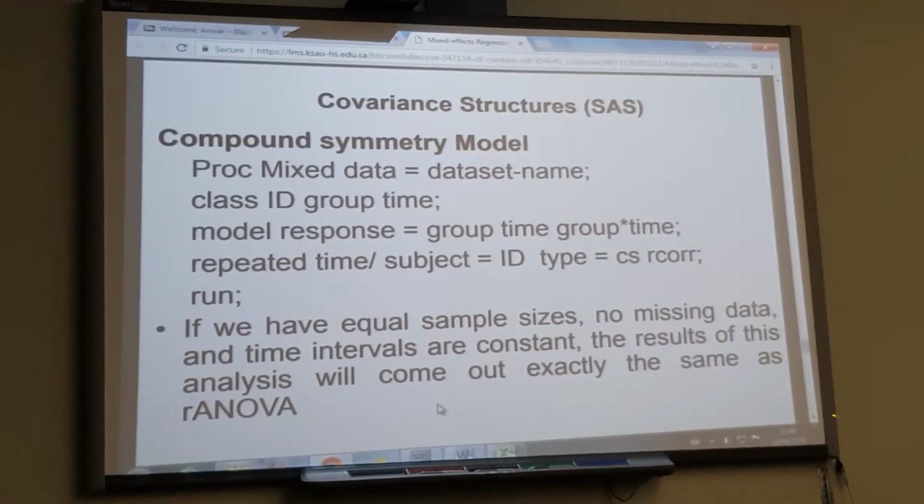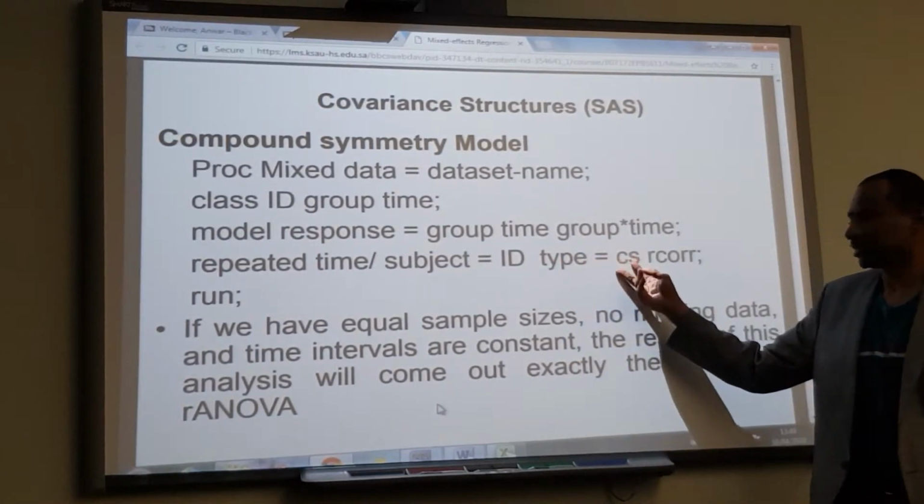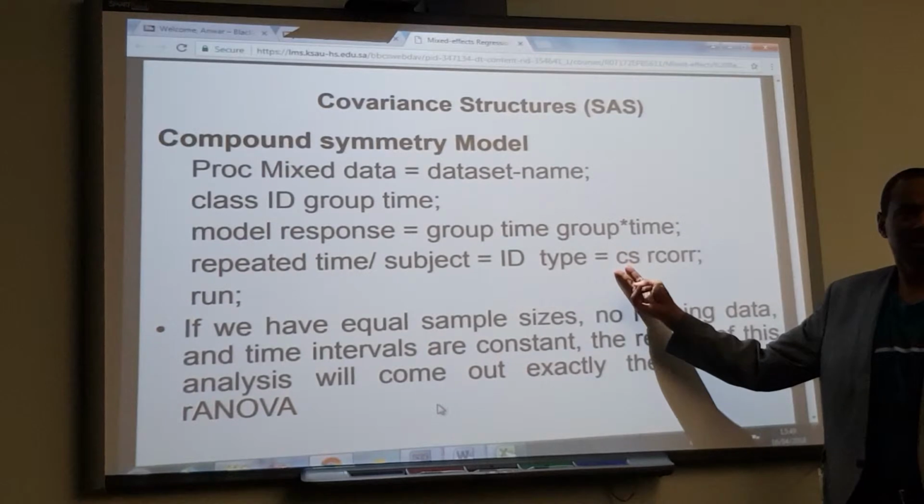Right. Yes, if you're trying to look for differences of variance covariance structure, then you just need to replace this here. The type equals what? You can choose any other one. UN.